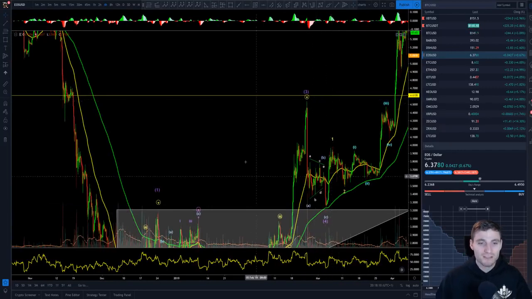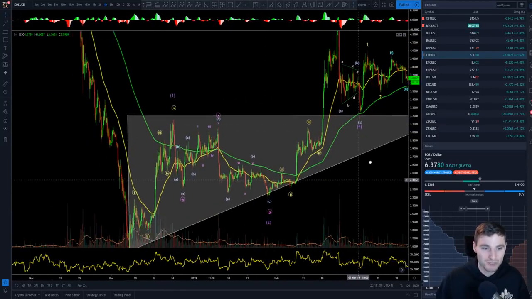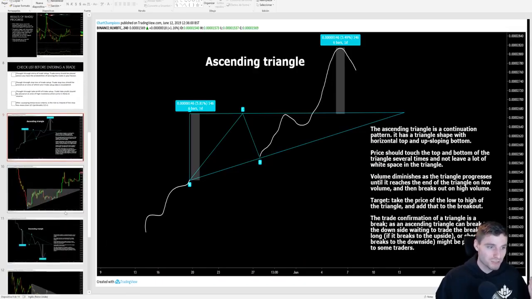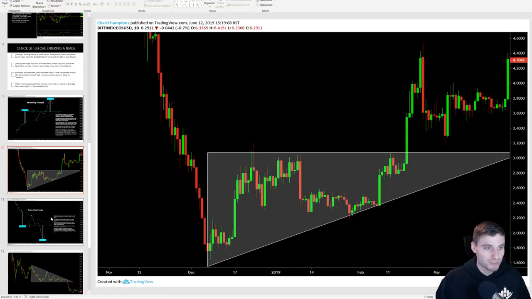I hope you have a good understanding of how I'm trading those ascending triangles, okay. And if you have any questions, let me know at the end. So that's ascending triangles, and there's the EOS ascending triangle.